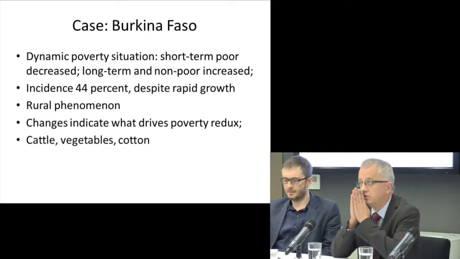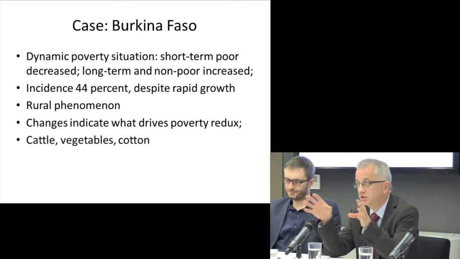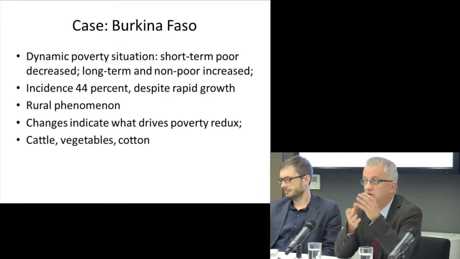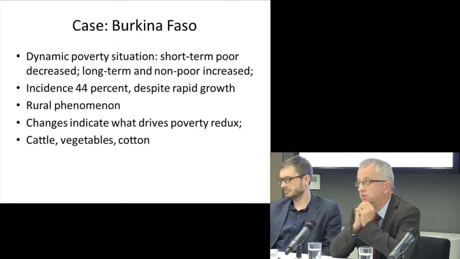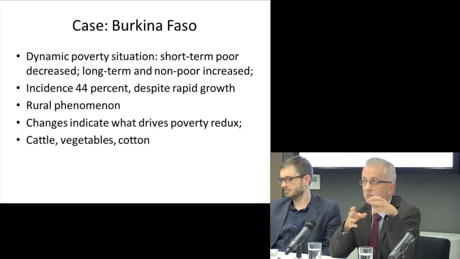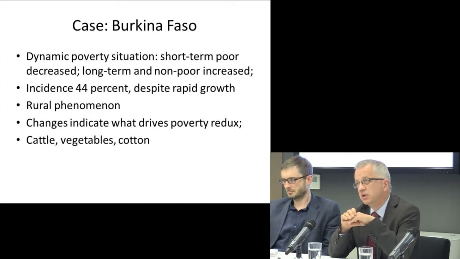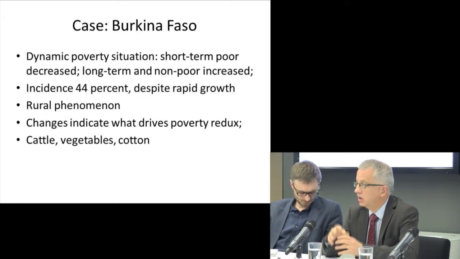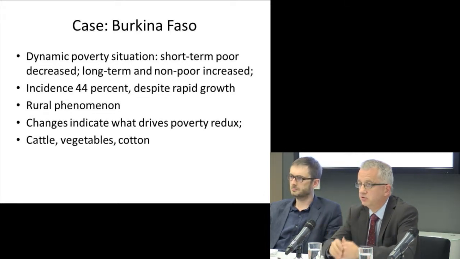So if you do that, you can see that in the central eastern part of Burkina Faso, there has been a growth in cattle breeding, which is very profitable for many. In the central north part of the country, there's been a growth in vegetable growing, and in the central west or central part, the expansion of cotton has been driving poverty reduction.